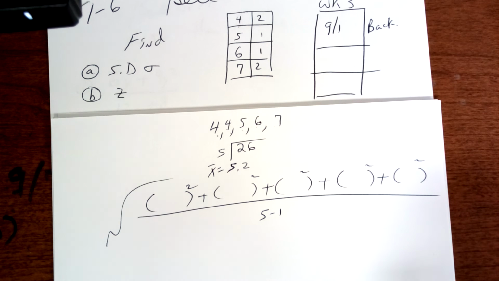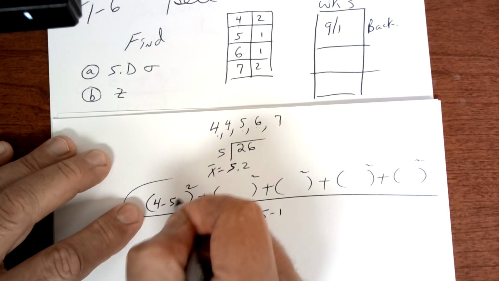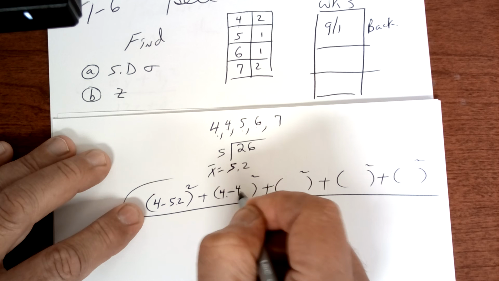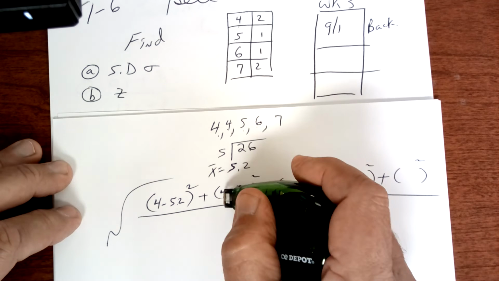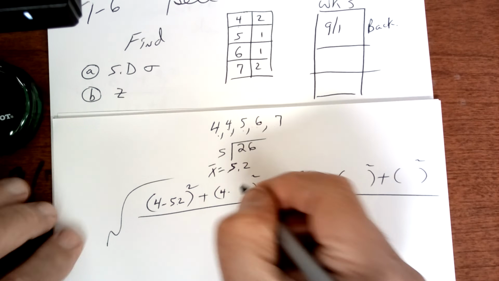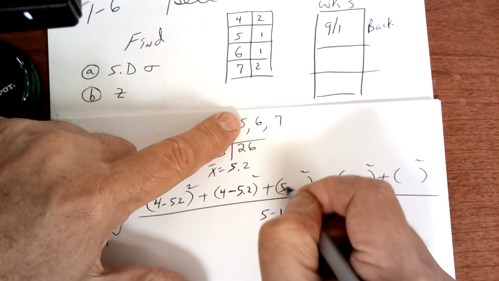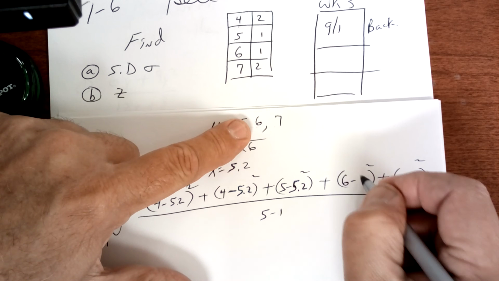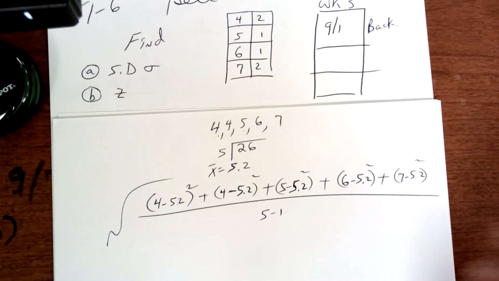So it's going to be 4 minus 5.2 squared. Another one. And then 5. And then 6. And then finally 7. Okay, let's see what we get here.